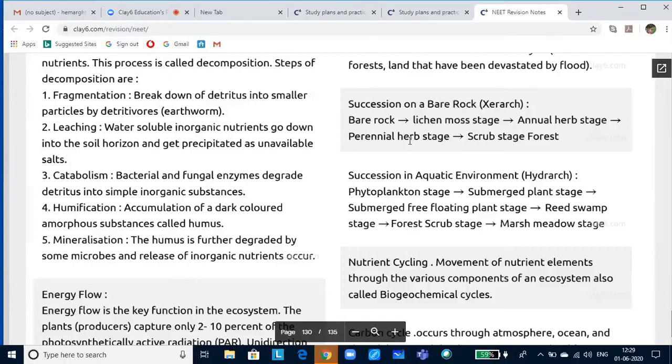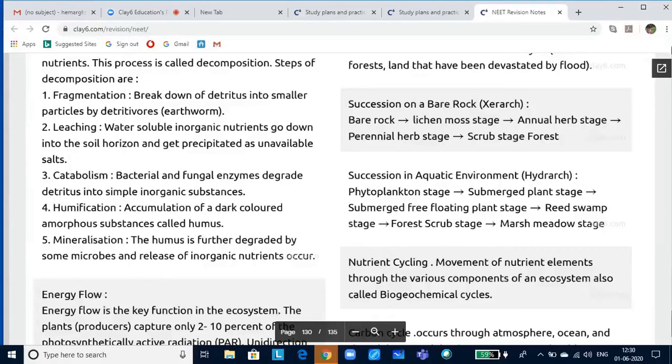So now we have understood how this process of decomposition takes place. And you should remember that it is not that after fragmentation leaching will take place, or after leaching catabolism. No, in different parts, different activities will be going on depending upon the kind of materials that need to be recycled.